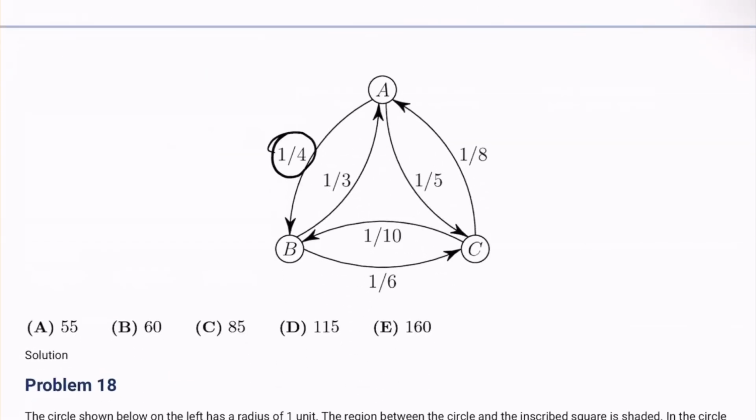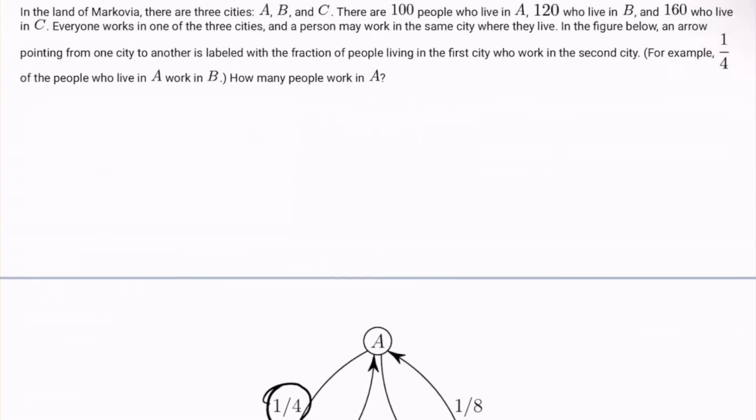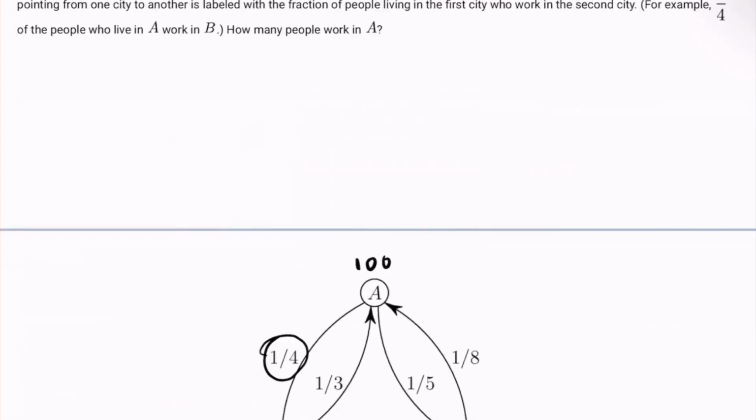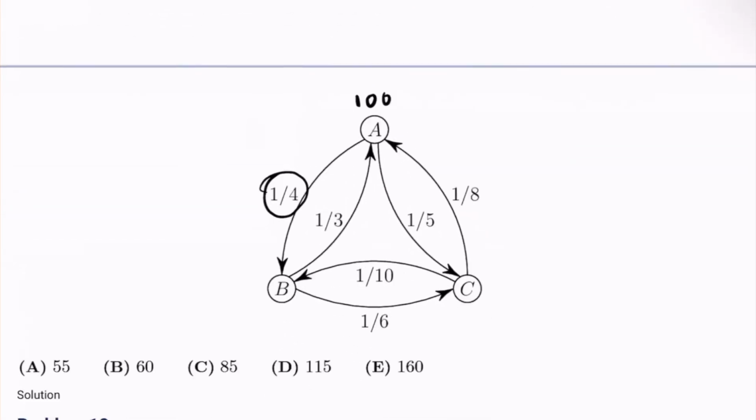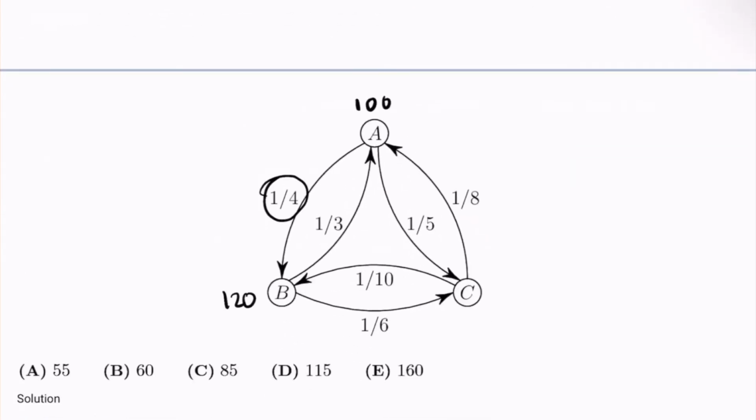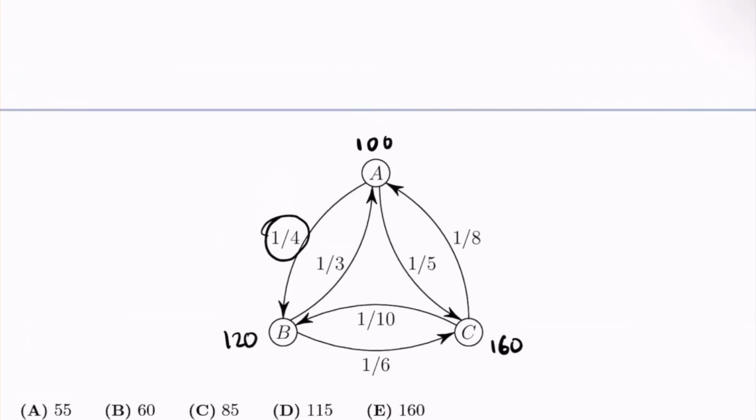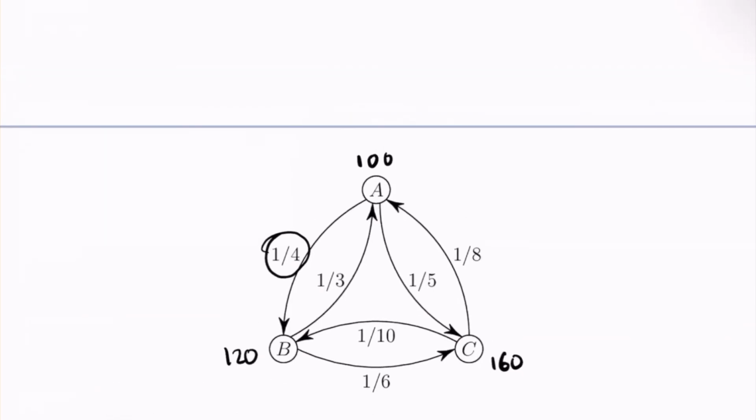Okay, since we know that A stated above has 100 people, we can first write that here. 120 live in B and 160 live in C. So first, let's find the amount of people who work in A coming from C. That's going to be 1/8 of the population of C, which is 20. The amount of people working in A from B, on the other hand, is 120 over 3, which is just 40.